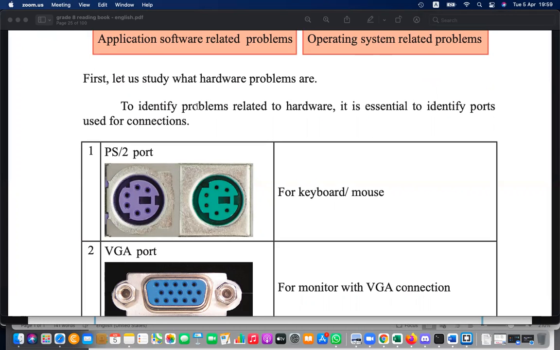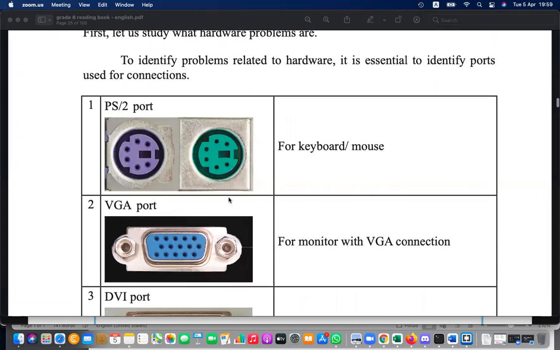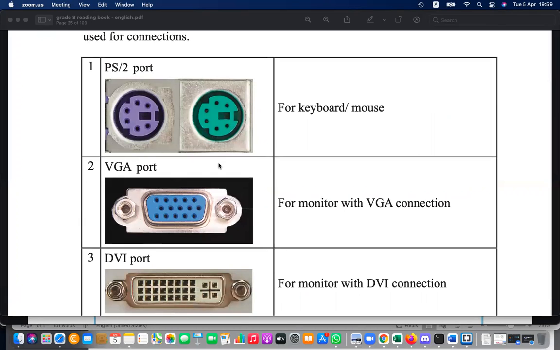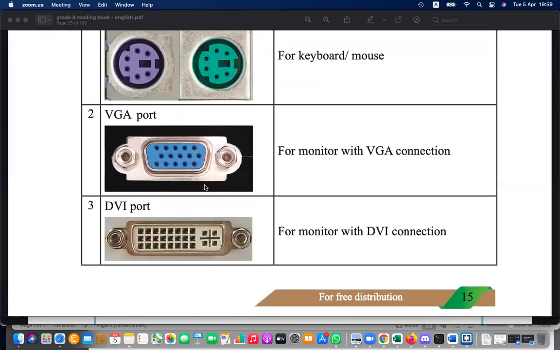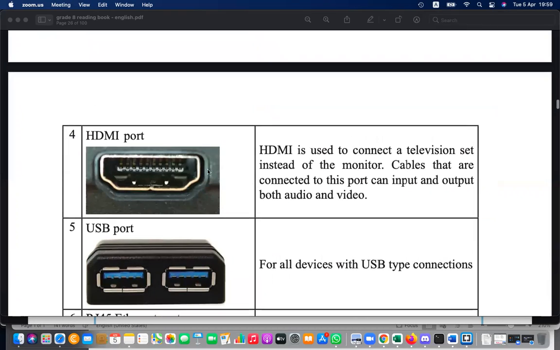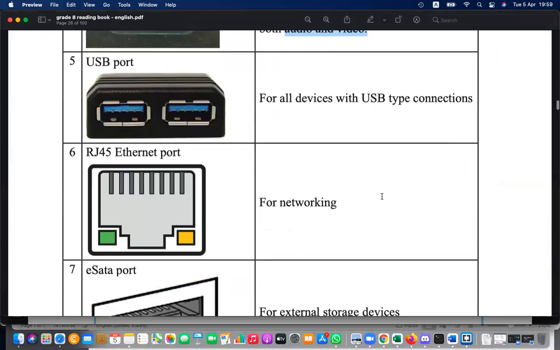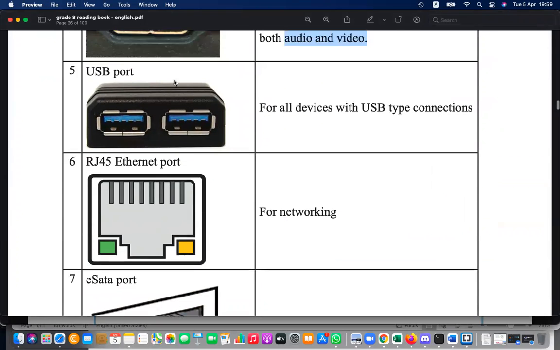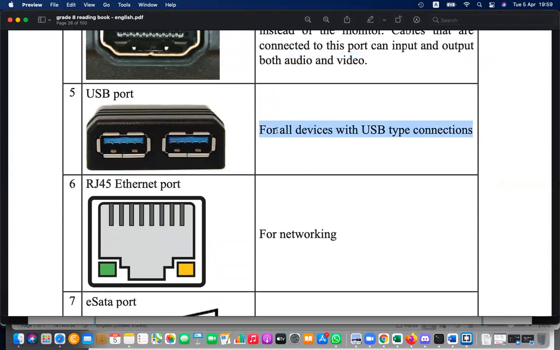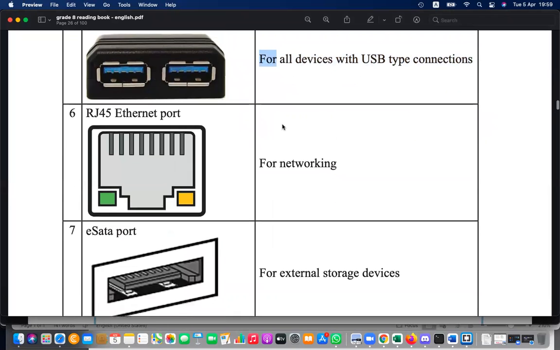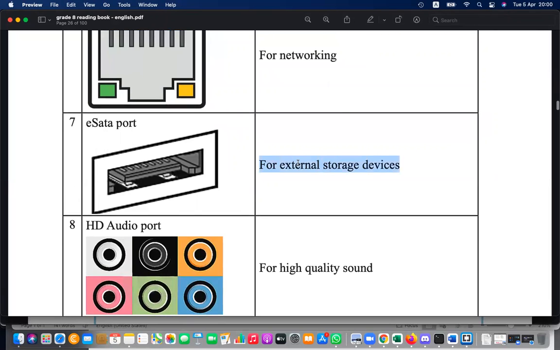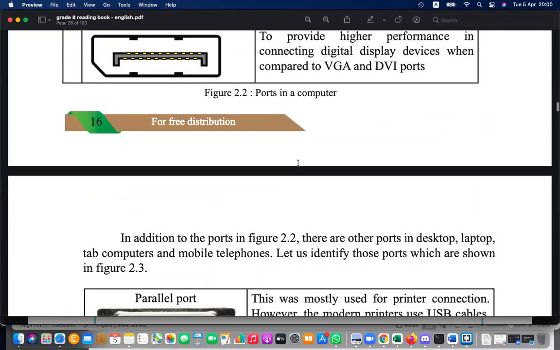Then we learn how to connect these peripheral devices: PS2 for keyboard and mouse, VGA, DVI for high quality video, and HDMI. For audio and video both, you can use HDMI. USB is common to everything. Most things can be connected using USB, but not all monitors. For networking, we learn about RJ45, eSATA for external hard drives, and audio and digital ports.